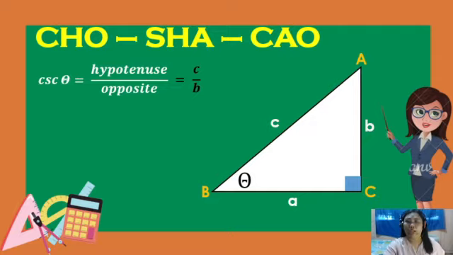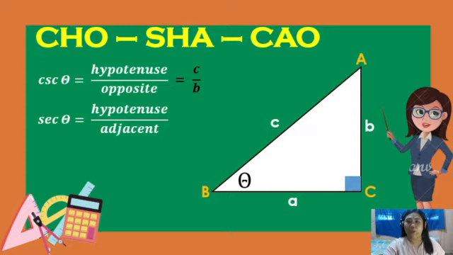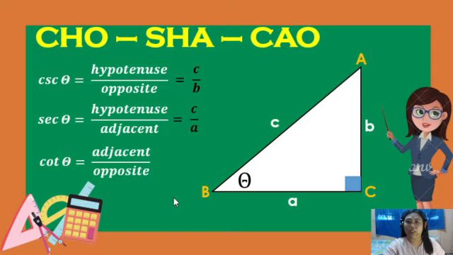SHA stands for secant theta is equal to hypotenuse over the adjacent side. The given hypotenuse again is C and the adjacent side is side A. So, we have here C over A. And KAW stands for cotangent theta is equal to adjacent side over opposite side. Given our adjacent side is side A over the opposite side, which is side B, cotangent theta is equal to A over B.